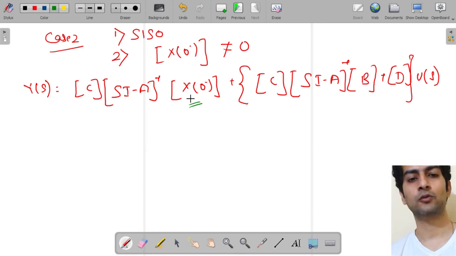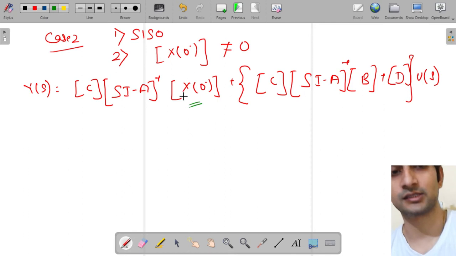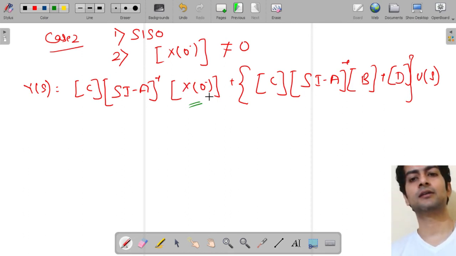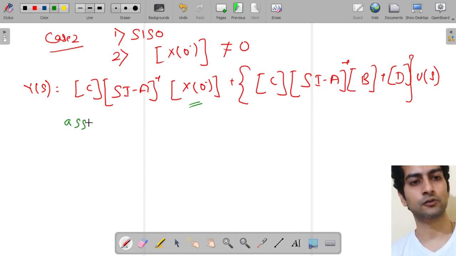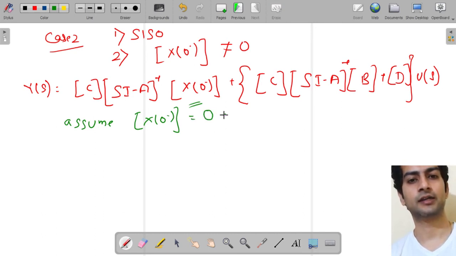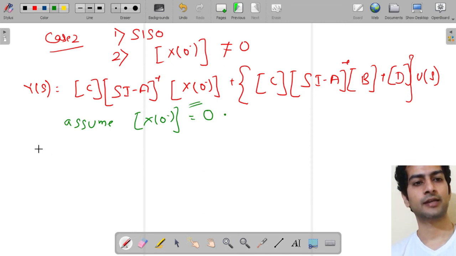Now, coming to your confusion: if we have initial conditions, then how can we calculate a transfer function? So let's see, I will guide you. In this case, if we assume the initial condition to be 0, then what will we get? We will get this.